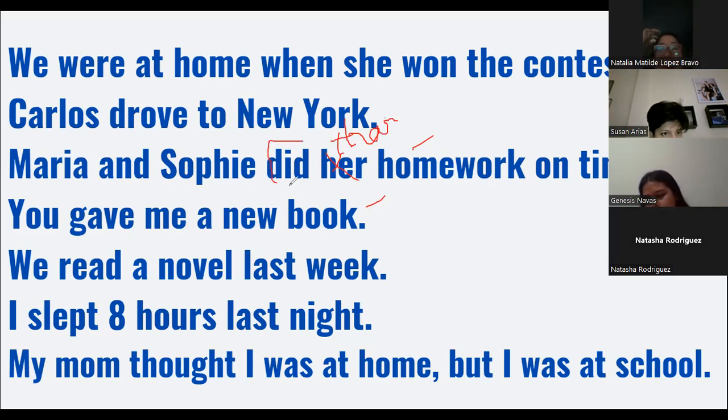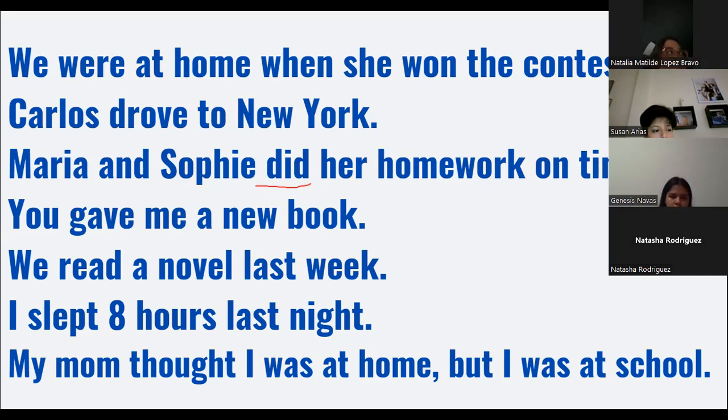Okay, este did aquí actúa como verbo principal, ok? Estamos hablando del verbo do, que significa hacer. Did es pasado. Maria and Sophie hicieron their homework, su tarea, on time, a tiempo. So remember that we're talking about simple past. Y a veces tenemos que entenderlo un poco también en español como para poderlo utilizar también en inglés. Okay? Because we have that in Spanish as well.